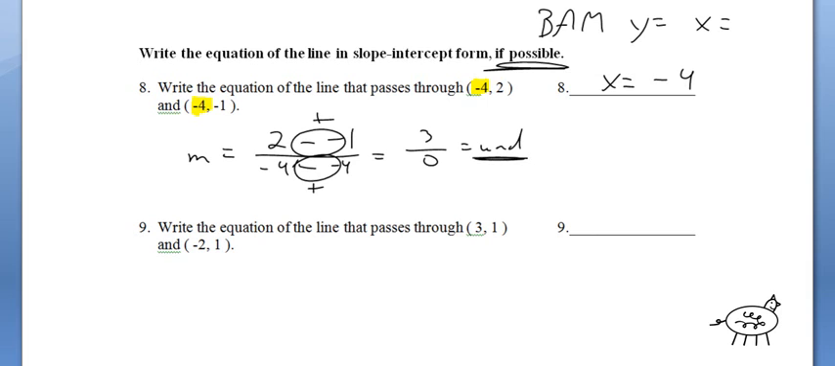Because look what I'm asking. I'm asking to write an equation. I'm not saying, hey, find the slope for me. I'm saying find the equation. So make sure you give me, if it's undefined, you know it's x equals.